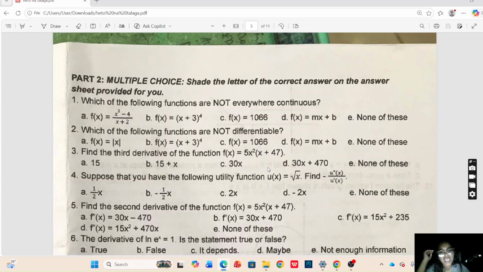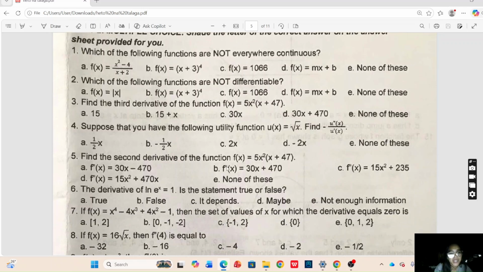The absolute value function is different because it forms a sharp corner at 0. At that point, the slope from the left side and the slope from the right side are not equal. Since the derivative does not exist at that point, the function is not differentiable. Therefore, the correct answer would be the absolute value function.